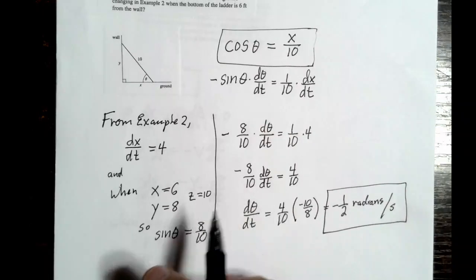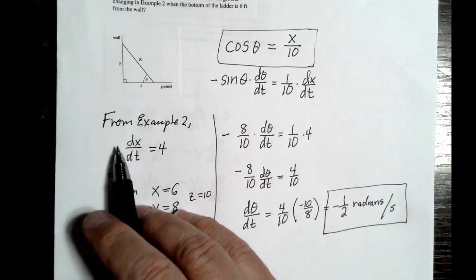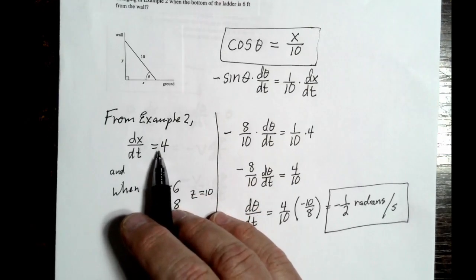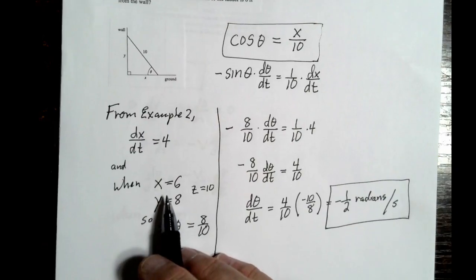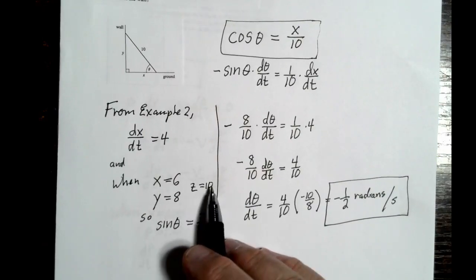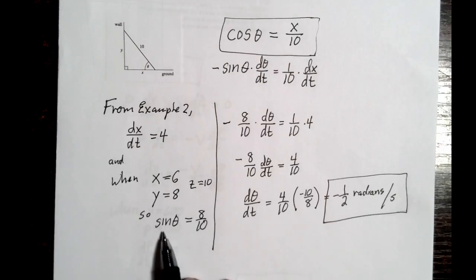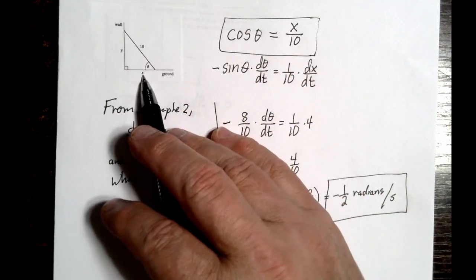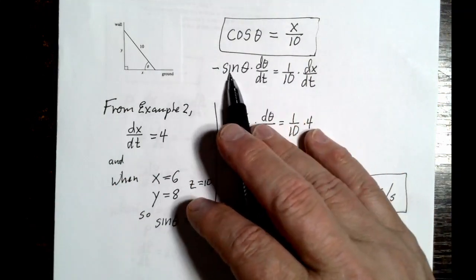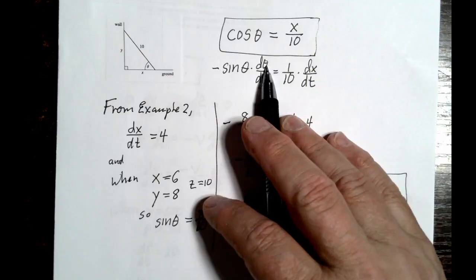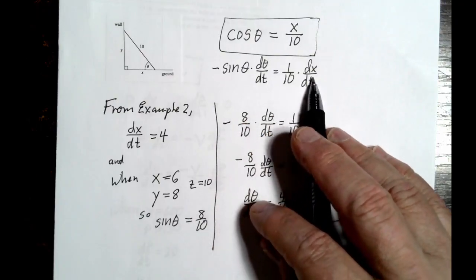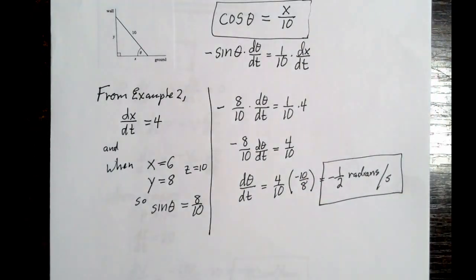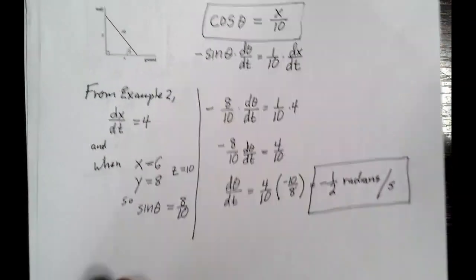Now this one is talking about the rate of change of the ladder. And they talk about the ladder being in example 2. In example 2, they say x prime is 4. And they also say x is 6 and y is 8, so now we know z is 10. So sine of theta is 8 over 10. And when we take cosine, which is x over 10, we take the derivative, we get negative sine theta, theta prime equals 1 over 10 x prime. And we plug in everything that we know, and we can solve it, and we finally see that we get negative 1/2 radians per second.